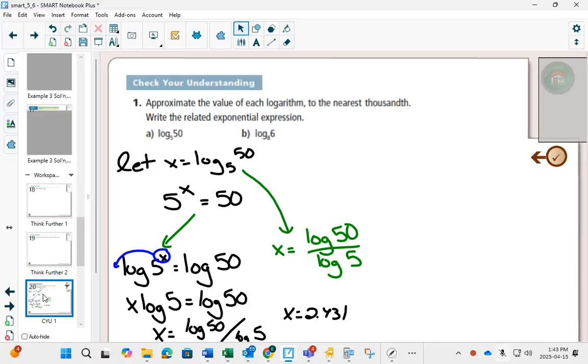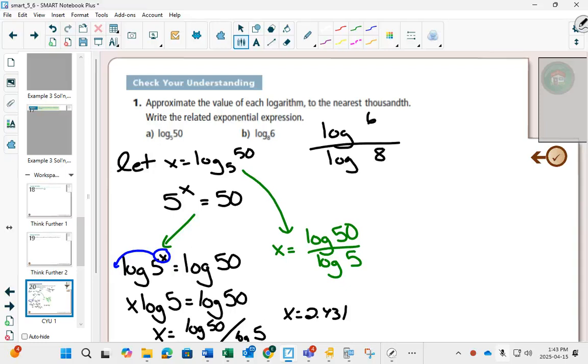And we could do the same thing for part B. I'm going to save us some time and just use the change of base theorem. And you could type that into your calculator as well. Questions you can circle for this one.